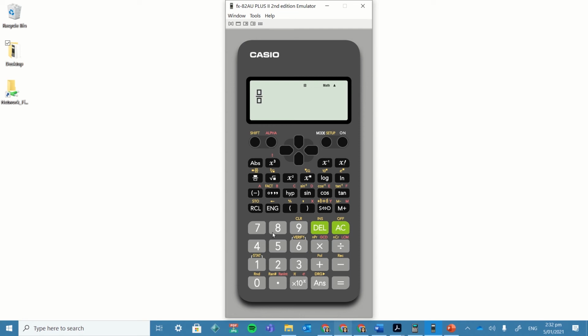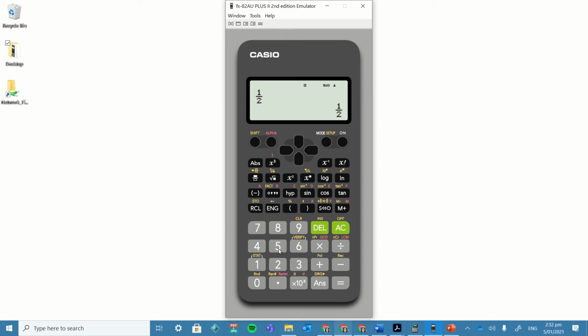So I'm going to start just by using a normal fraction. If I wanted to write a fraction, for example, 1, and then I use these buttons here, which are our moving arrows, I'm going to go down, so 1 over 2, and I'm going to press equals, and there's my fraction 1 over 2.